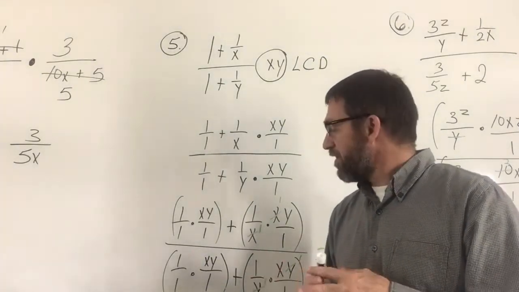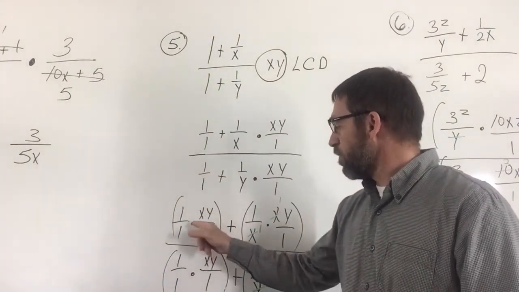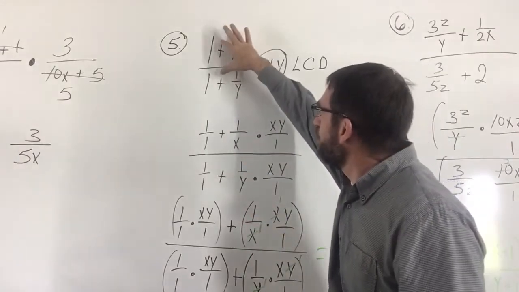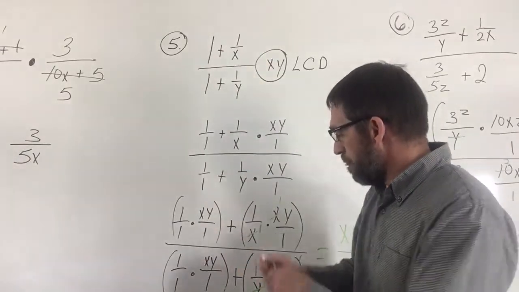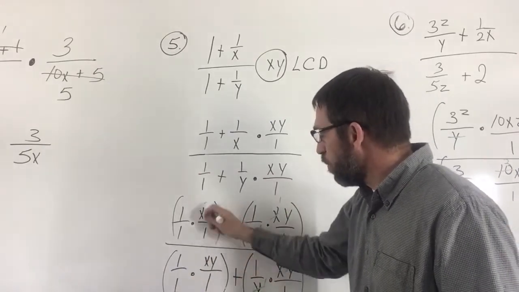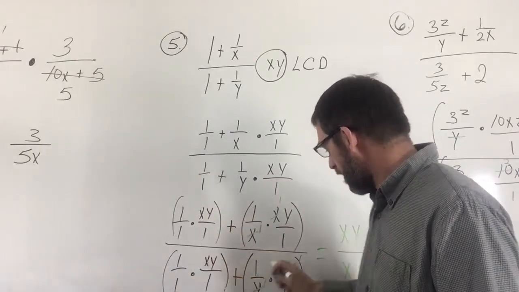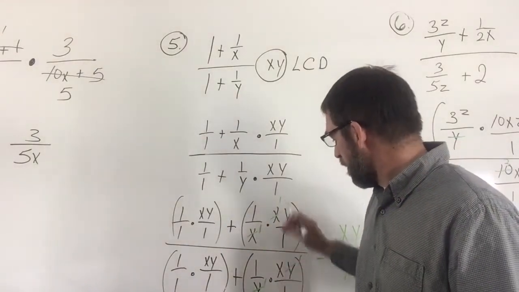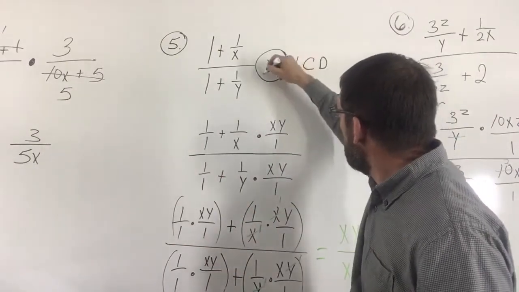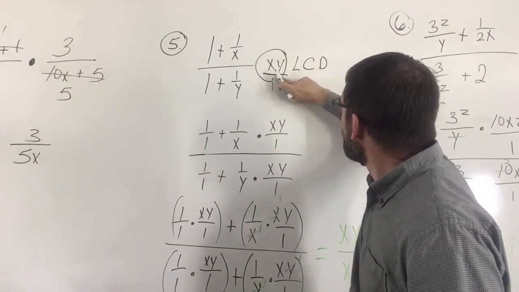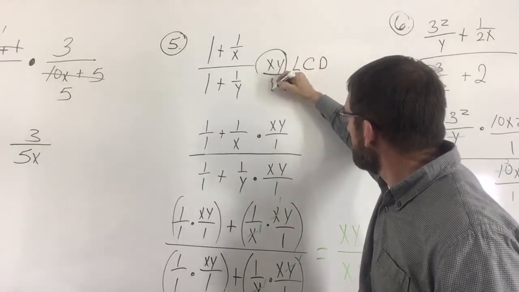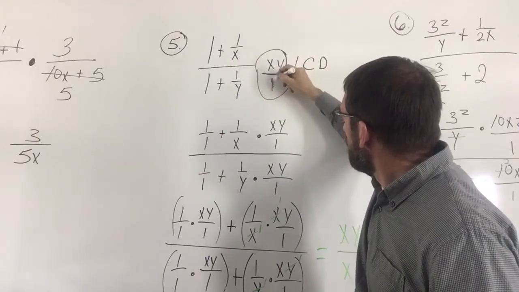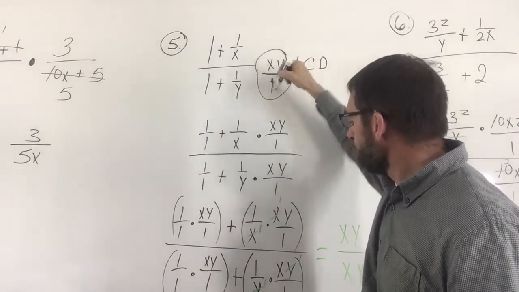So I tried to simplify this as much as possible. I multiplied xy times 1, xy times 1/x. This problem right here, see, I put xy over 1 every time. So if you look right here what I did, this is xy over 1, I'm multiplying. I put these 4 are all the same. I actually put a 1 underneath here, okay? I just did that to simplify my problem. So my least common denominator is xy over 1.